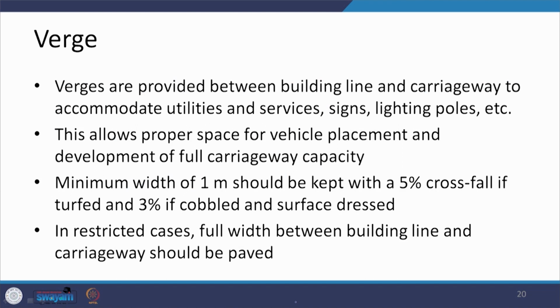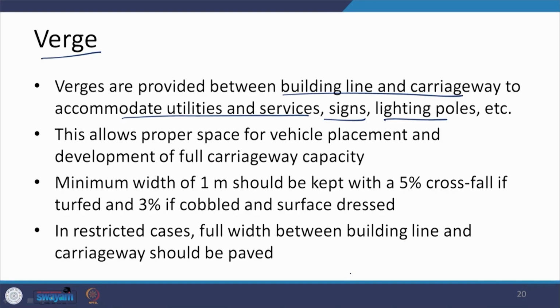Now, let us look at another element, which is verge. Now, what is verge? Verges are provided between building line and carriageway to accommodate utilities and services, signs, lighting poles, etc. So, this is an extra space which needs to be used so as to provide all the utilities and facilities in that particular width itself, so that whenever you are doing anything on the carriageway, it is not going to create a problem to all those utilities and facilities. Otherwise, if everything is placed within the carriageway and you dig it, then these facilities are going to have a problem, because there may be something which gets broken.